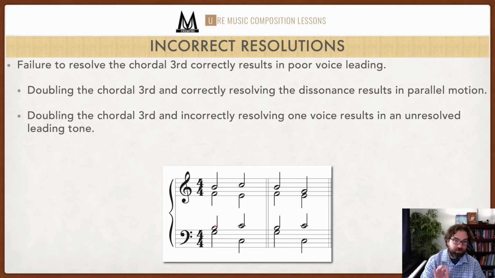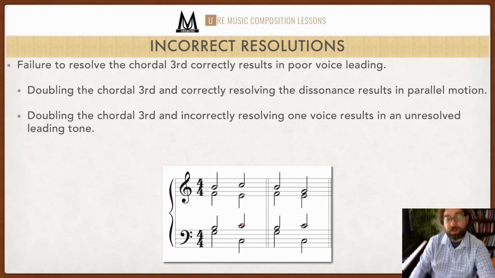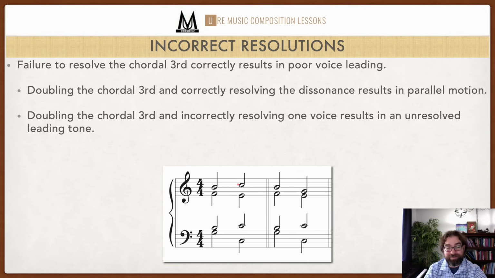So we only want one instance of any tendency tone. Because of that, this also creates parallel octaves. The B goes up to C, and the other B also goes up to C. Anytime you have two notes of the same pitch class that are moving in the same direction, you have parallel octaves. When they are an octave apart, that would be the same pitch class, right?